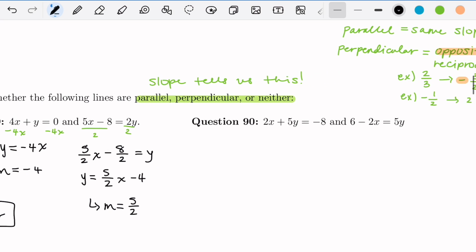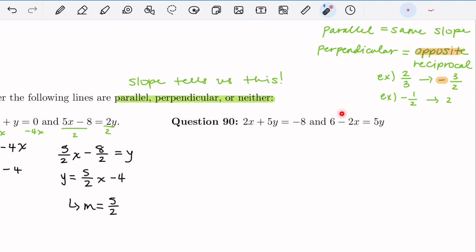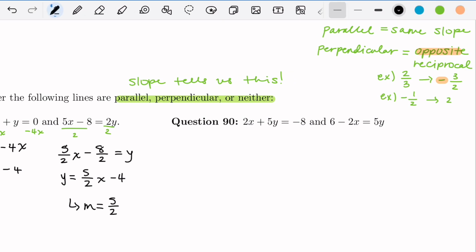All right, so let's look at this example here. Again, we have these two equations. The easiest way to find the slope is just going to be to solve for our variable y. So for this first equation, I'm going to subtract 2x on both sides. This will give me 5y is equal to minus 8 minus 2x. And then lastly, we'll divide by 5 to get y by itself. So y is going to be equal to minus 8 over 5 minus 2 over 5x.